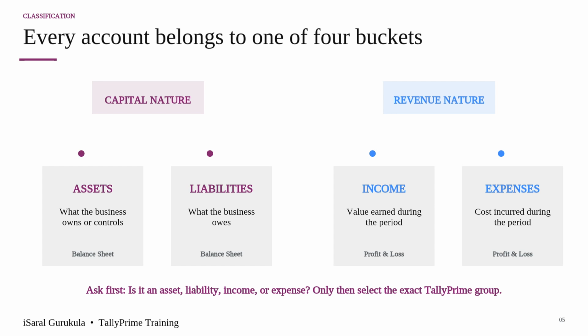Here's the key rule. Always ask first, is it an asset, liability, income, or expense? Only after you've answered this question do you select the exact TallyPrime group. This four bucket test will save you from classification mistakes.